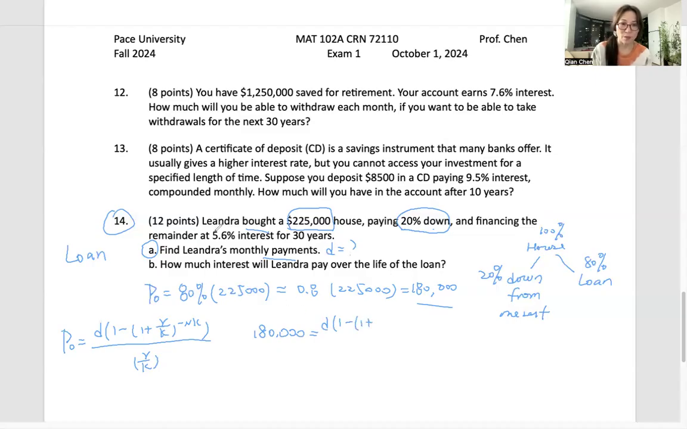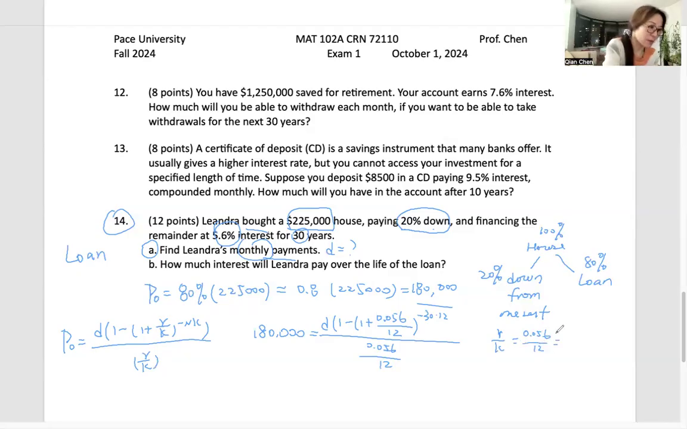What is R? R is 5.6%, which is 0.056. Because it's a monthly payment, K equals 12. It is raised to the negative of how many years? 30 years, times K is 12, then divided by R divided by K. Okay, now let's do R divided by K, which is 0.056 divided by 12.